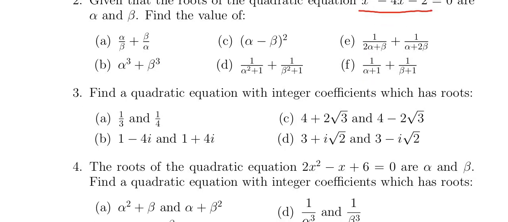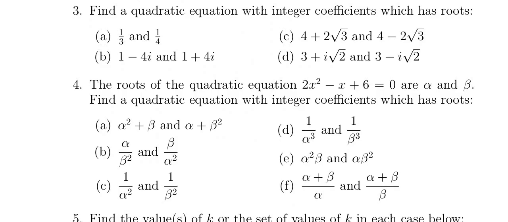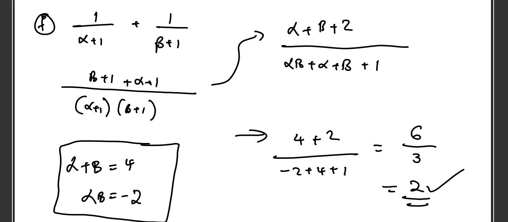So number 3 is still on roots, except here they're saying we need to find the quadratic equation with integer coefficients which has these roots here. So here the formula is going to be the same. So I'll just do 2 questions. I'll do this one here and I'll do this one there. So whenever you are given 2 roots, remember, if you have alpha plus beta, this always gives you what?